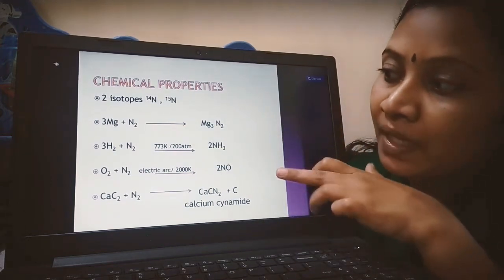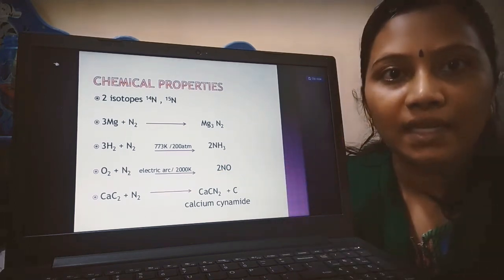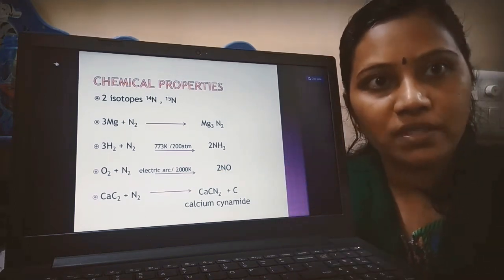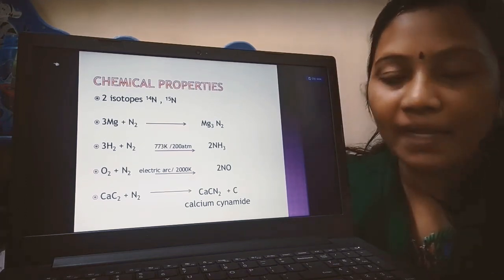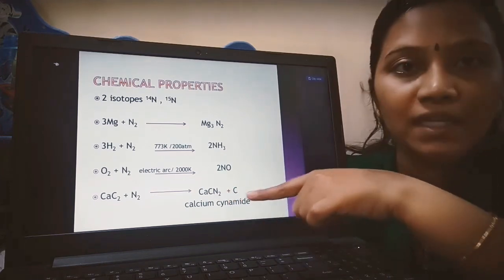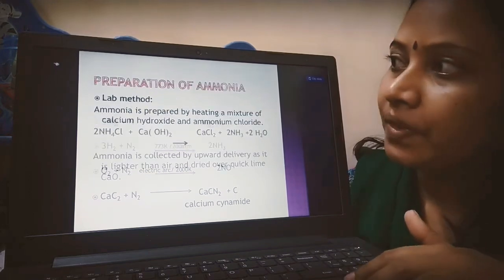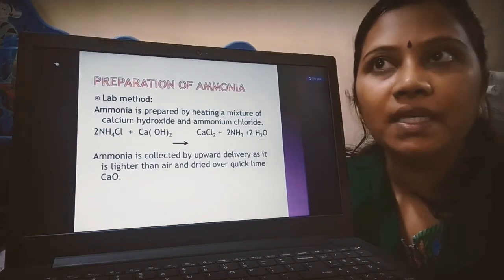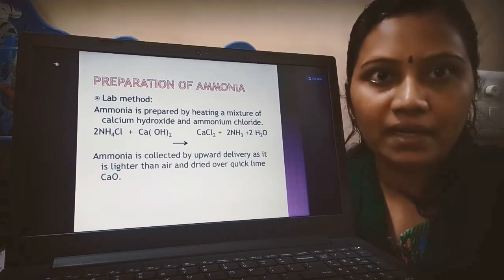your ammonia. Then when nitrogen reacts with oxygen at 2000 degrees Kelvin, what is the product formed? Nitrogen oxide or nitric oxide. Then calcium carbide along with nitrogen, you will be getting calcium cyanamide. What is the product here? Calcium cyanamide plus carbon. Okay, so we have seen dinitrogen's preparation. What are its chemical reactions?